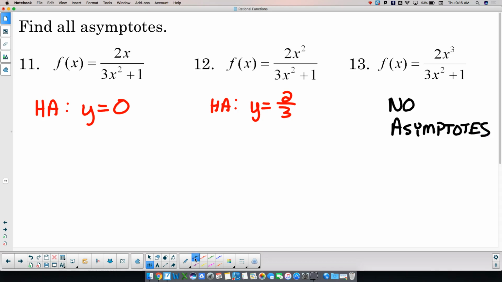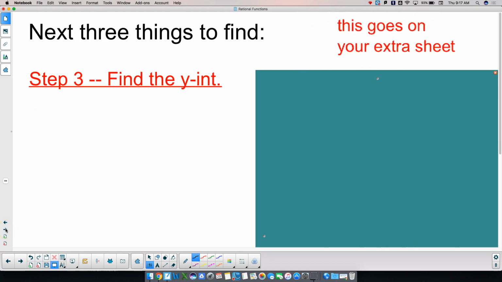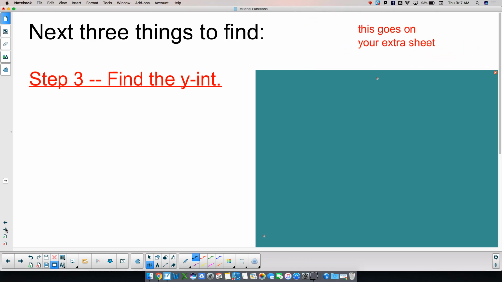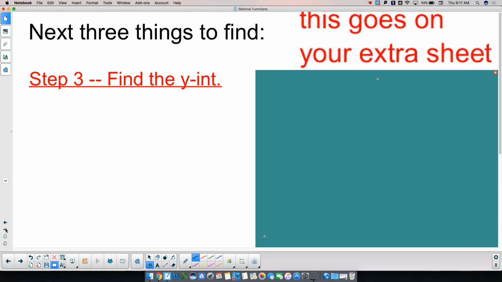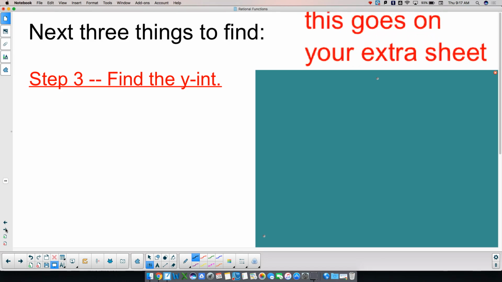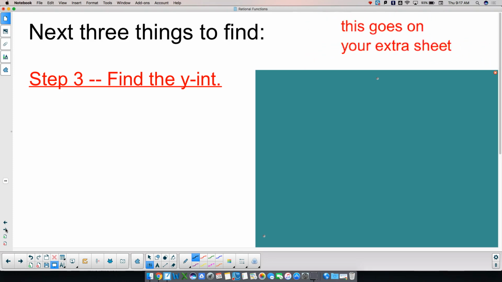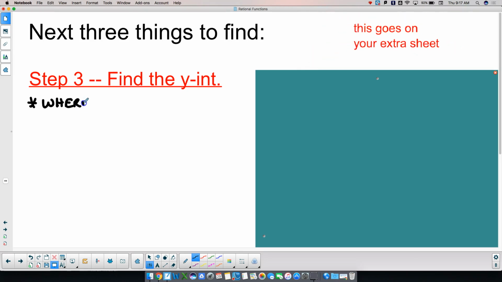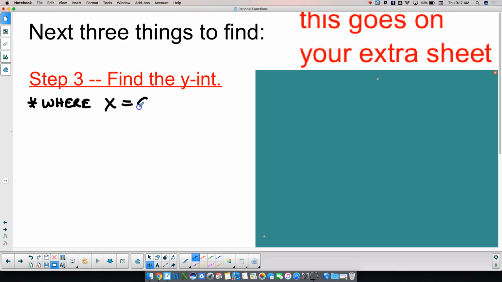Okay. Questions on those? All right, so let's do the next 3 things here that we need to find. Okay. All right. So step number 3. Step number 3 is you are going to find the y-intercept. Okay. The y-intercept is where x is equal to 0.